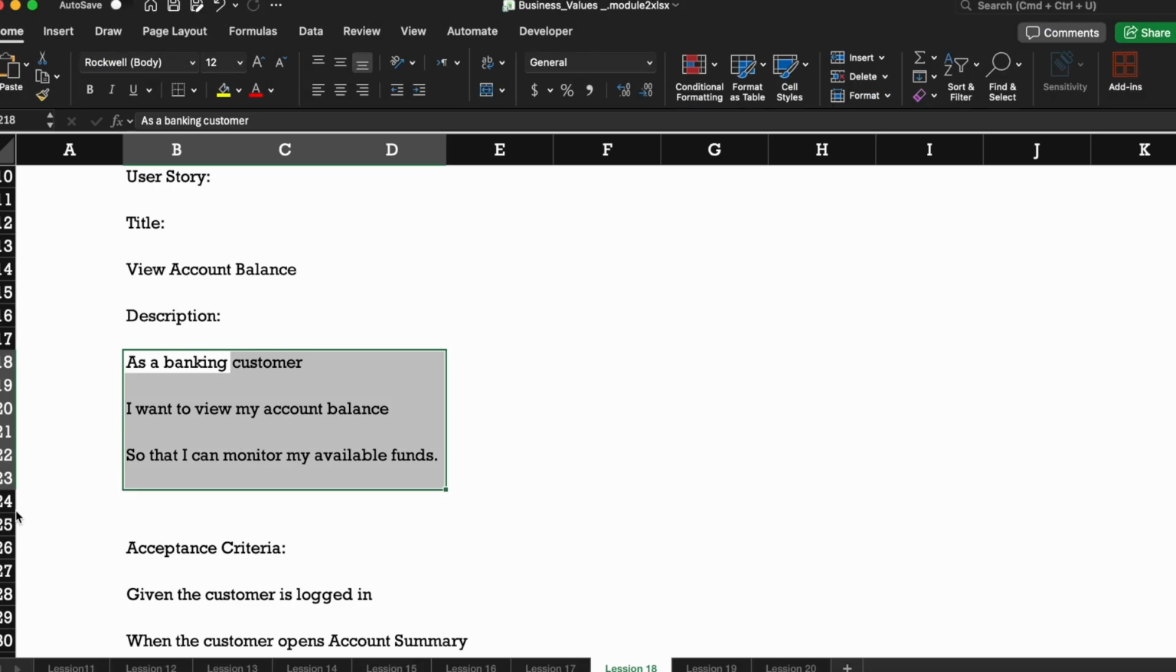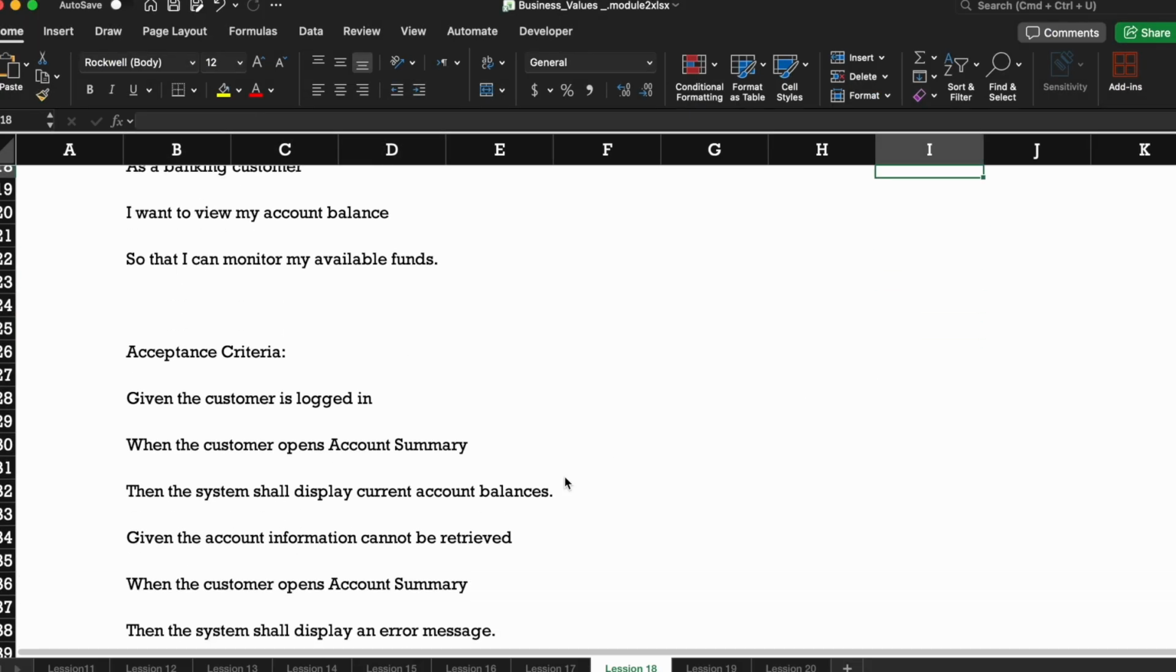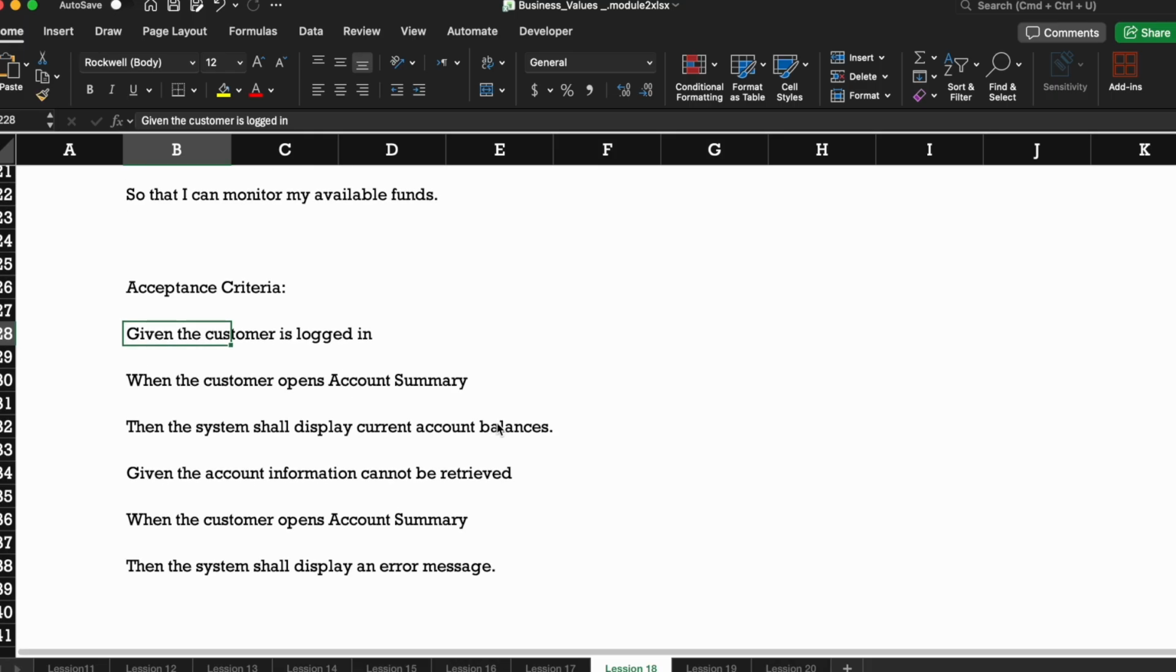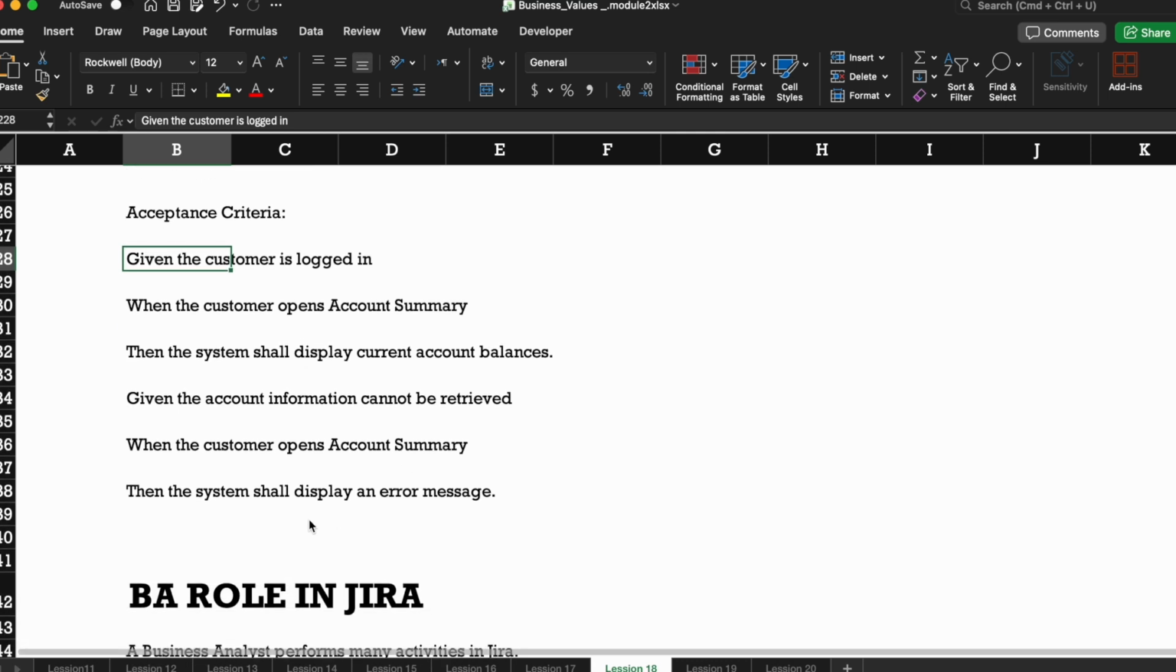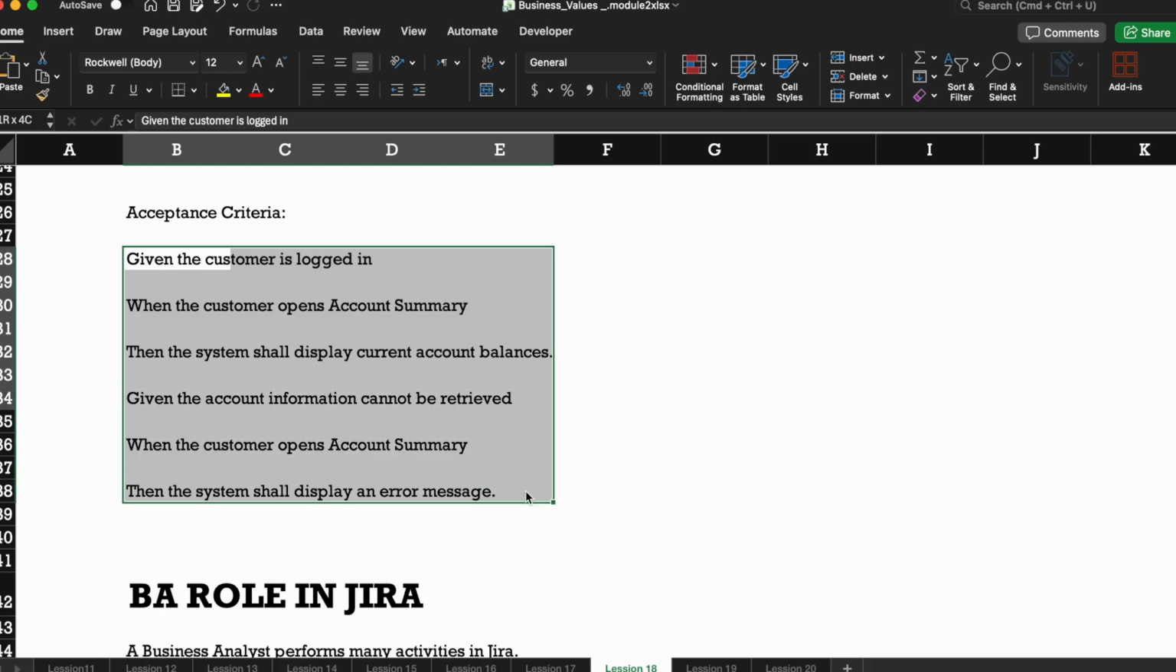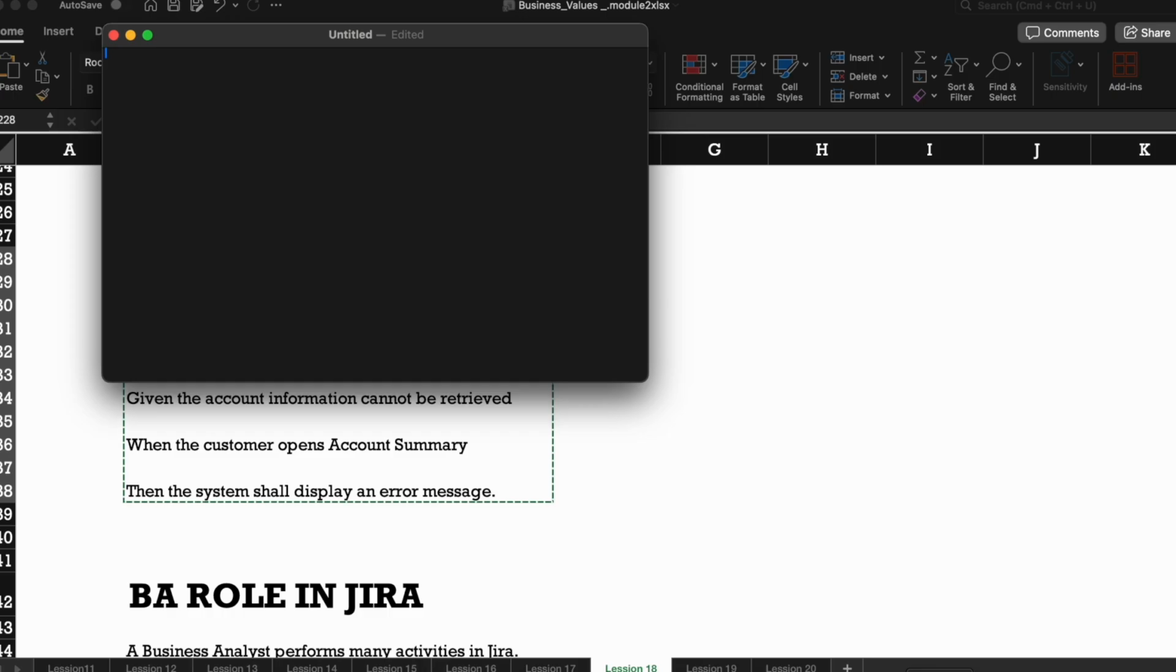The next portion is the acceptance criteria. So let's take a look. What is the acceptance criteria? Given the precondition, the customer is logged in, when the customer opens account summary, then the system shall display the recent account balance. You can add one more acceptance criteria. Given the account information cannot be retrieved, when the customer opens account summary, then the system shall display an error. This one we consider a happy path. This one is the exception handling. Let me copy both acceptance criteria and paste them here.